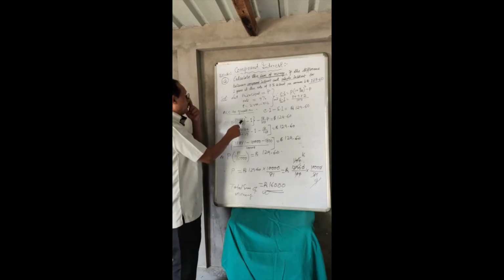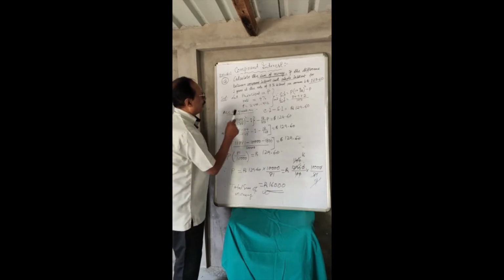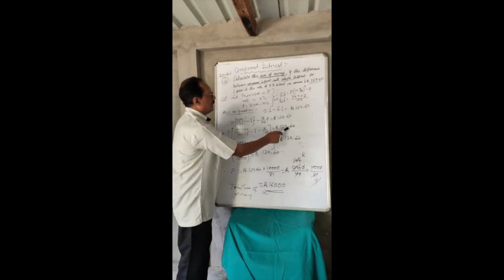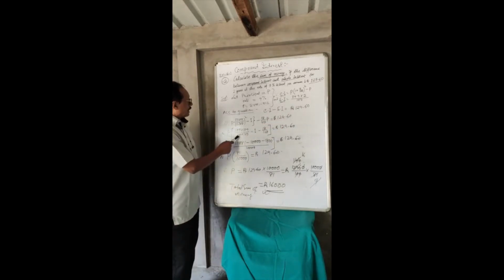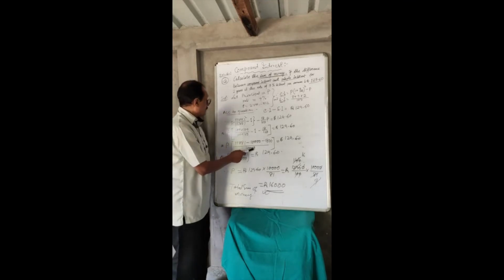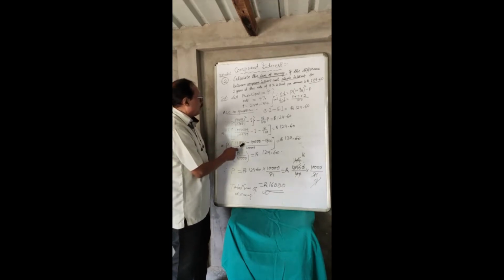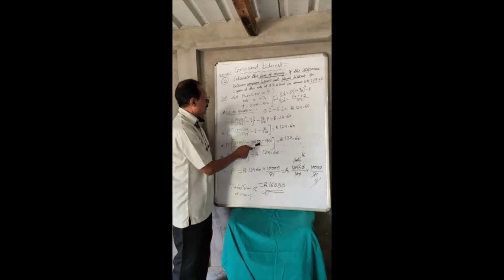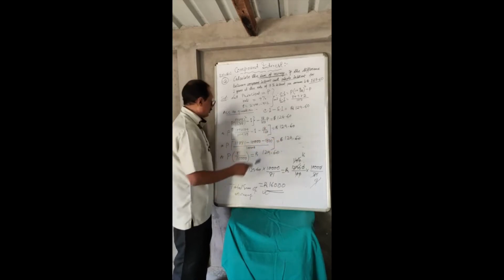So 109 into 109 by 100 into 100, as it was a square, so minus 1 minus 18 by 100, which is equal to rupees 129.60. So from there we are calculating now. 100 into 100, you can understand, is coming as 10,000. 10,000 is coming as the LCM. So 109 into 109 will be 11881, minus 10,000, minus 1800, which is equal to rupees 129.60.